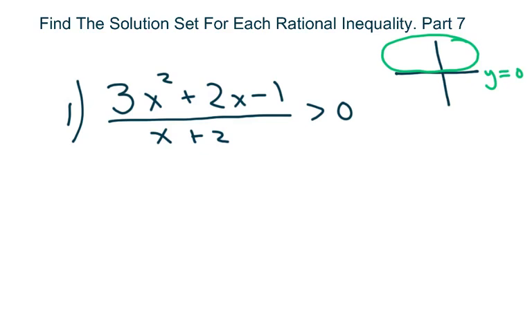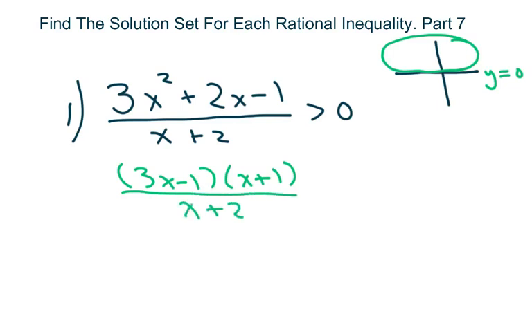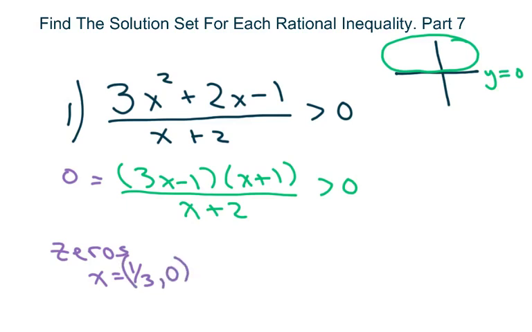I'm going to go ahead and factor this, and you get (3x minus 1)(x plus 1), I'm factoring the numerator, over x plus 2 is positive. Now this is a strict inequality because there's not an equal sign. And I'm going to find my zeros by setting my numerator equal to 0. So my zeros, or your x-intercepts, are x equals 1/3, or you could say (1/3, 0). I like that better actually.